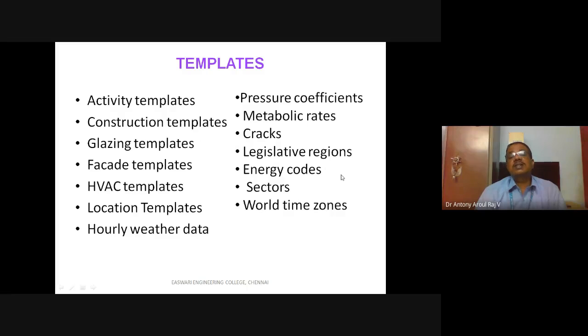What are the corresponding energy codes? In India, the energy code will be different. In the US, they will be following different energy codes. Some will be very stringent and some will be lenient. So sectors and the world time zones, all these templates are available. If you go into the solver, all these templates are available.